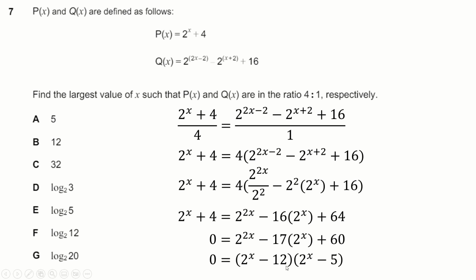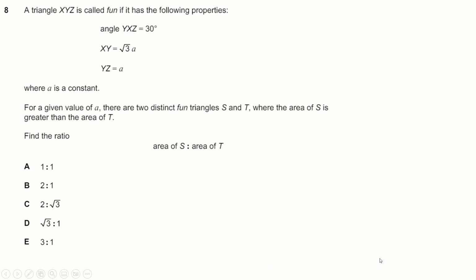Anyway, we get the answers of 2 to the x equals 12 or 2 to the x equals 5. The larger of those two things is definitely going to be log to base 2 of 12. So that will be our answer.